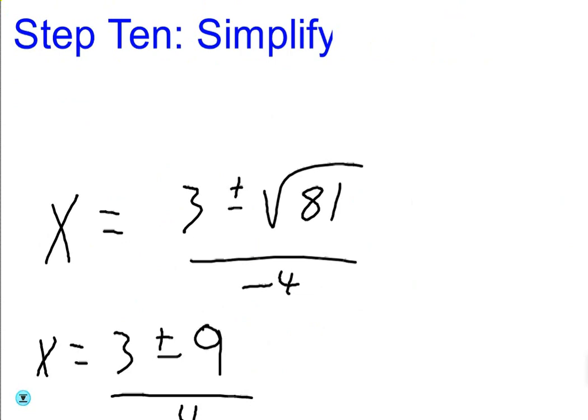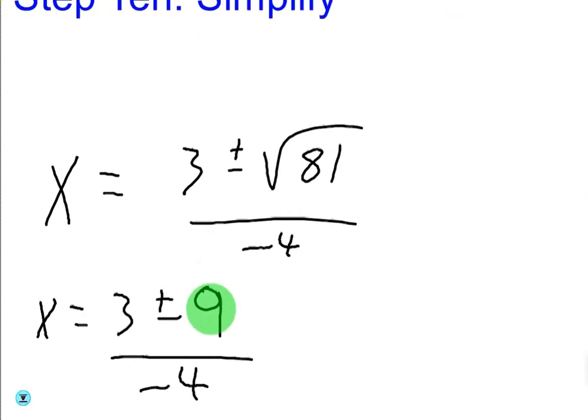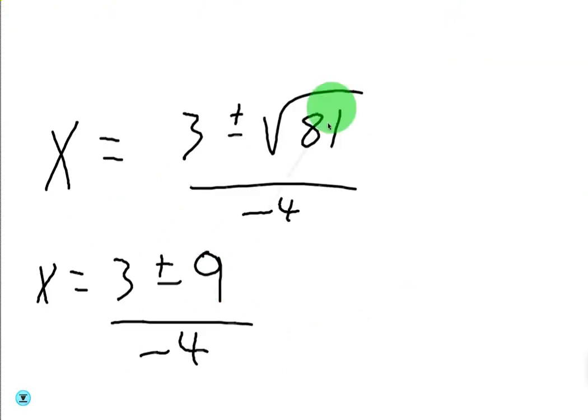And here's what I was talking about. The square root of 81 is just 9. So in this simplification step, if it's a perfect square, or if it's a square root that can be broken down even further, go ahead and break it down. We're still going to get two answers back. This time it's important that we write both of them. So one's going to be 3 plus 9 over negative 4. The other one will be 3 minus 9 over negative 4.